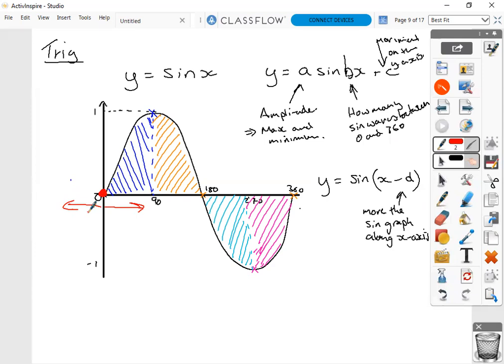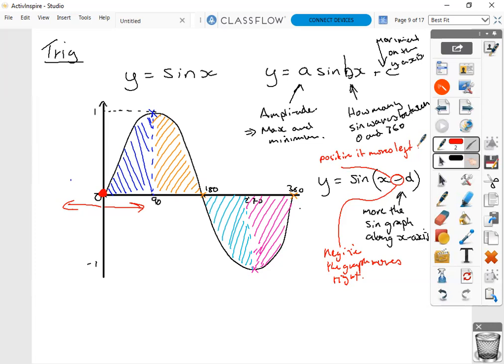Now, the tricky part of this, okay, when this is a negative, the graph moves right, which is sort of counterintuitive. And if it's positive, it moves left. Okay, so there's quite a lot going on just by looking at that graph.